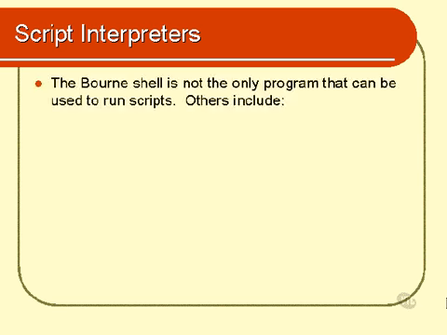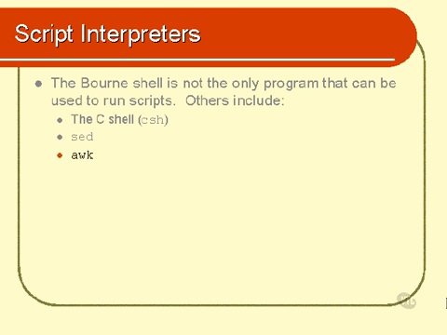The Bourne shell is not the only program that can be used to run scripts, of course. Others include the C shell, we just mentioned that, but there's actually a whole bunch of other programs that can run scripts that aren't shells at all, like sed, the stream editor, or awk, a very powerful text processor, or Perl and TCL, which are also very powerful text processors. There are many others. Scripts can be written for each of those programs. In fact, what you would say is that each of those programs, including the Bourne shell, is a script interpreter, each with its own language, syntax, and set of features.